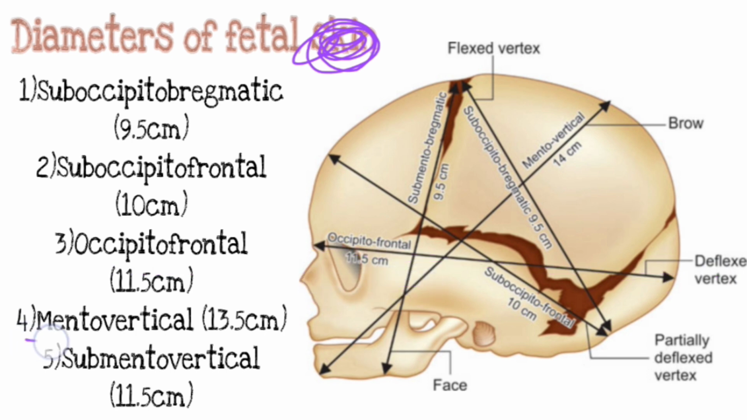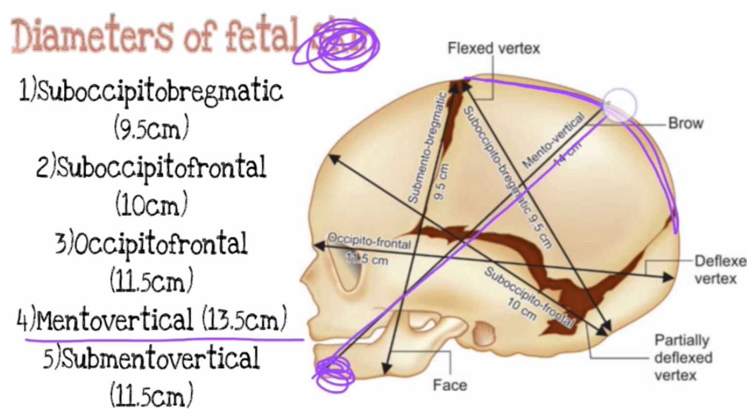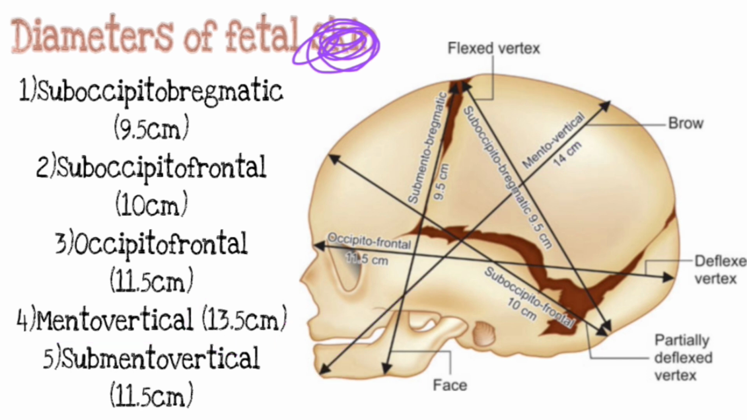Next, mentovertical. This is the mentum, and this region is called vertex. So mentovertical is around, here I have mentioned 14 and here it is 13.5. It is nothing but this diameter varies from 13.5 to 14 centimeters. Both are correct values.